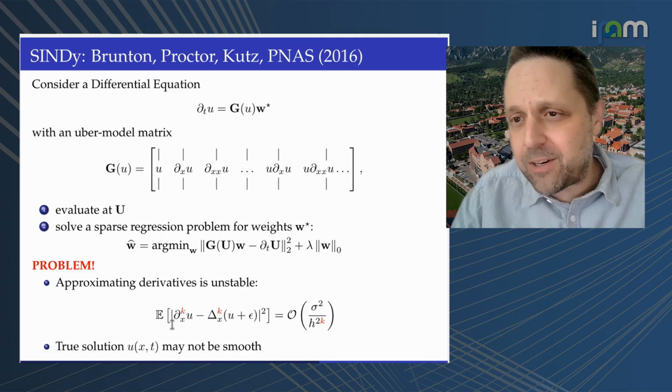The challenge, of course, and they admit this in the original paper and subsequent papers that followed, is that noisy data is going to be a problem. Taking two derivatives of noisy data, you have to be very clever about it. If you do just a simple finite difference operation, the error is going to scale with the variance in the numerator and the step size in the denominator. So this is going to be a problem.